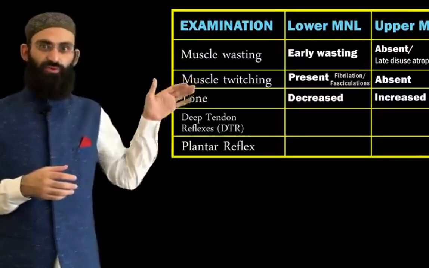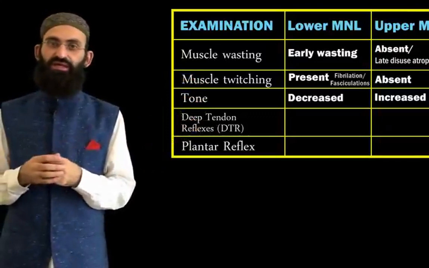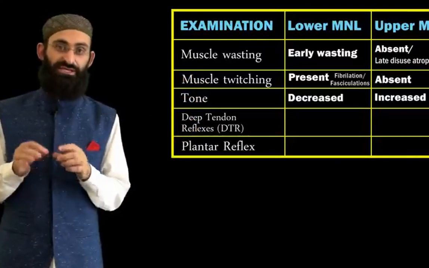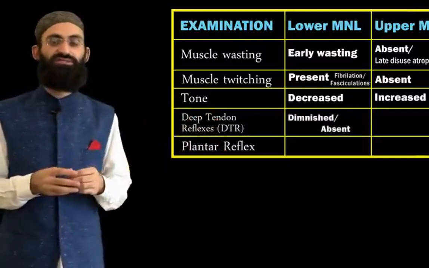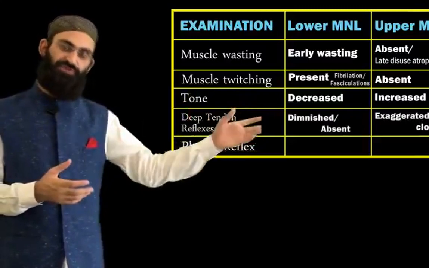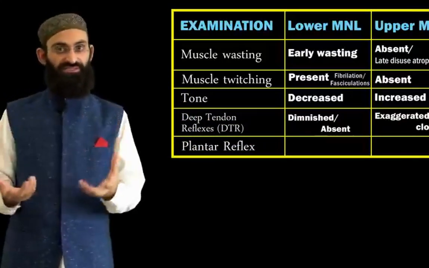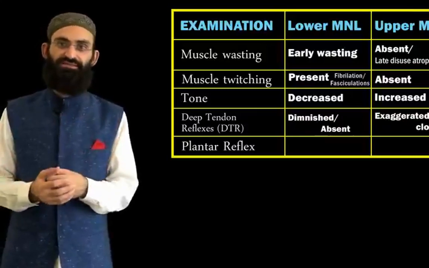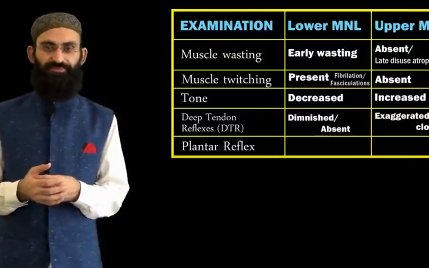After looking for tone, we go on checking deep tendon reflexes. Deep tendon reflexes are diminished or may be absent in cases of lower motor neuron type weakness, and they are exaggerated in cases of upper motor neuron type weakness. Clonus is actually a hyper-exaggerated deep tendon reflex and seen in cases of upper motor neuron type weakness.